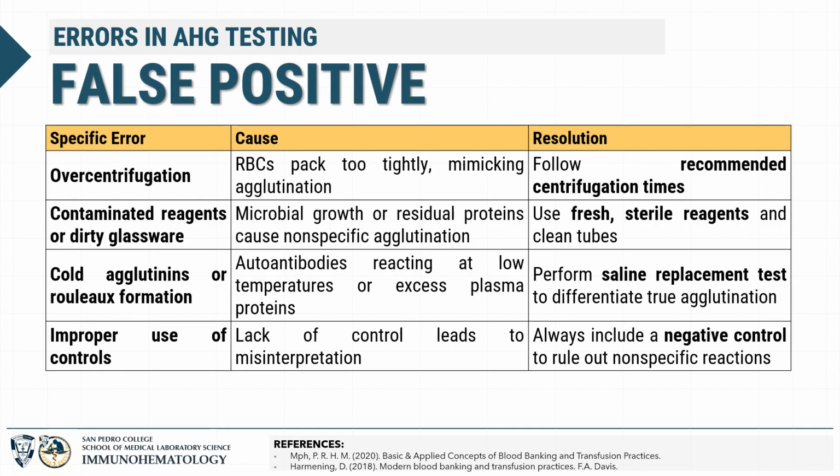And for the false positive results, false positives can occur due to over-centrifugation, where cells are packed too tightly and appear as if agglutination occurred, or contaminated reagents or dirty glassware. Microbial growth or residual proteins cause non-specific agglutination, cold agglutinins or rouleaux formation. Use saline replacement tests to differentiate. Another cause is lack of proper controls. Always include a negative control.